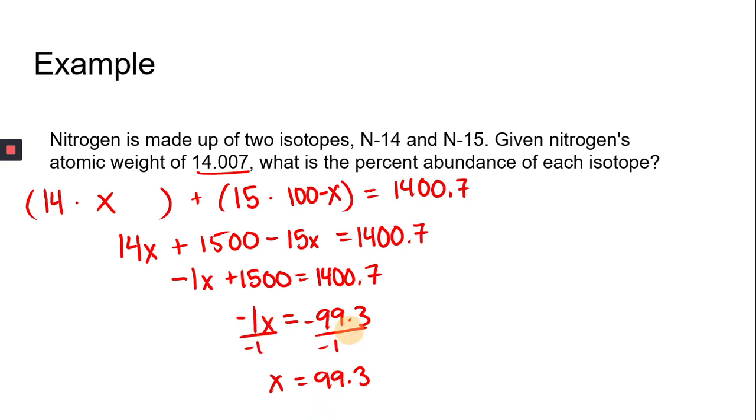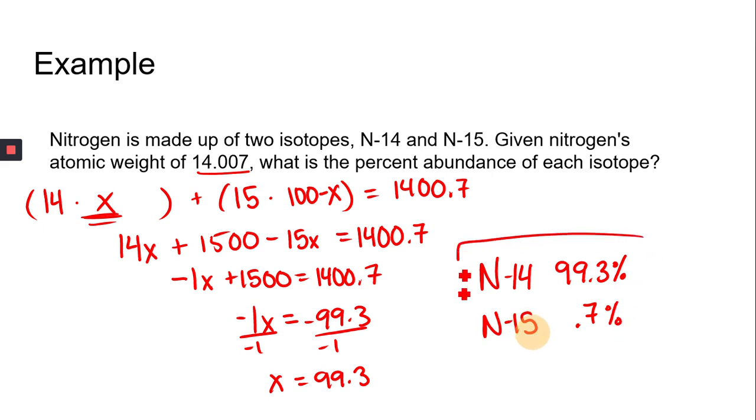So that tells me that N14 has a percent of 99.3, because that's what X was. That was the percentage of nitrogen 14. Well, since percentages always add up to be 100, we can find the percent of nitrogen 15 by saying 100 minus that. So nitrogen 15 ends up being the other 0.7%.